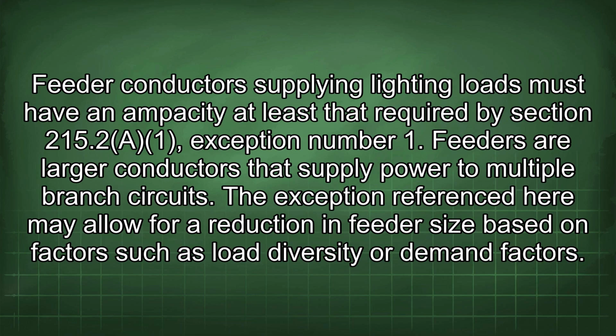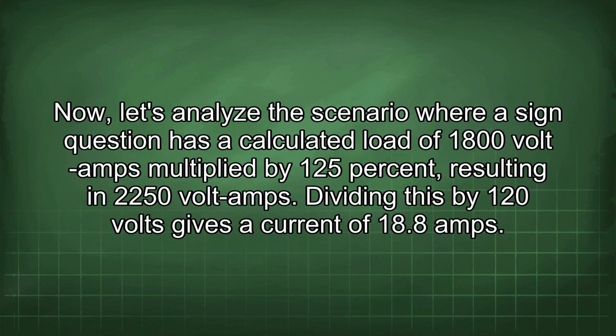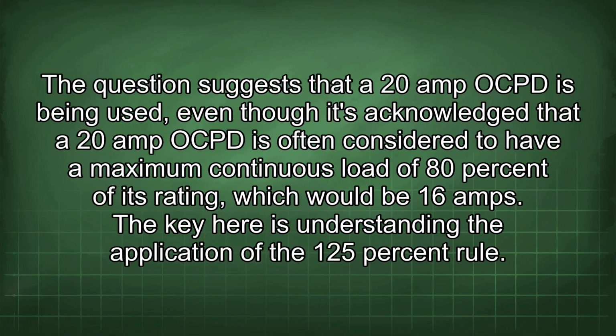demand factors. Now let's analyze the scenario where a sample question has a calculated load of 1800 volt-amps multiplied by 125%, resulting in 2250 volt-amps. Dividing this by 120 volts gives a current of 18.8 amps. The question suggests that a 20 amp OCPD is being used, even though it's acknowledged that a 20 amp OCPD is often considered to have a maximum continuous load of 80% of its rating, which would be 16 amps.